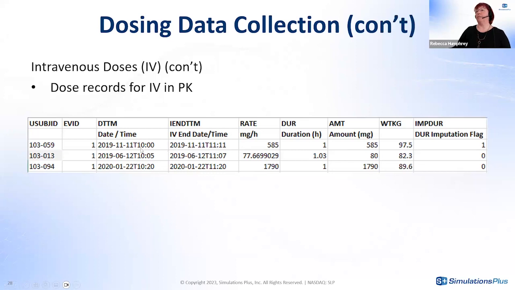For this first record, because it was unknown what happened between 10 and 10:12, the decision was made to set the duration to the default as per protocol time of 1 hour. And a duration imputation flag was added to the data set so that that piece of information could be found at a later time.